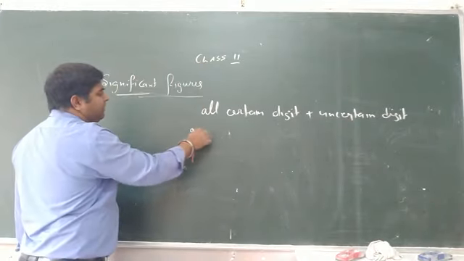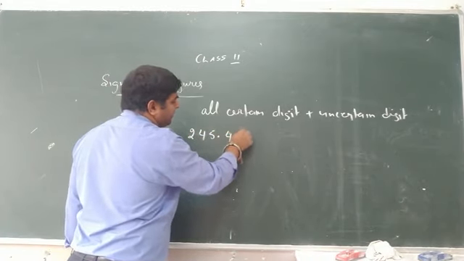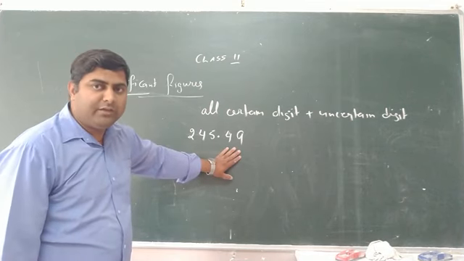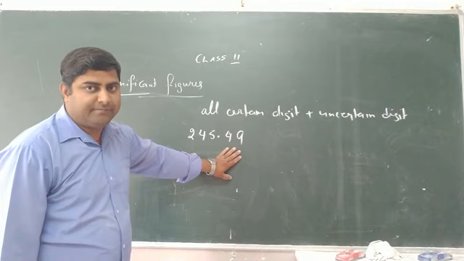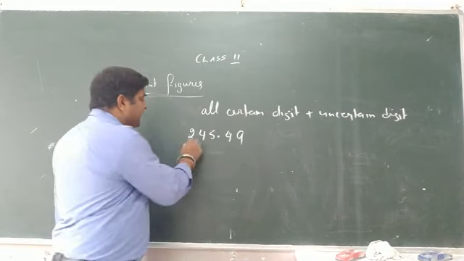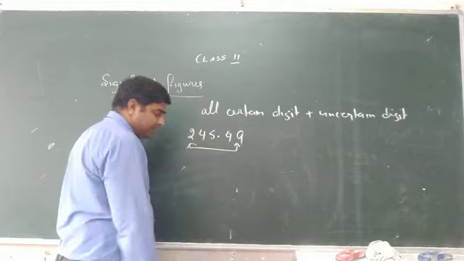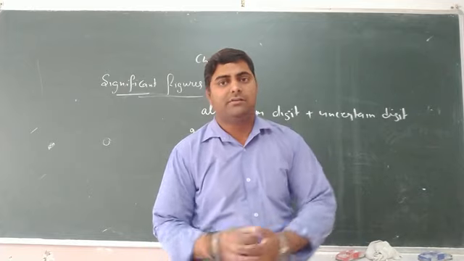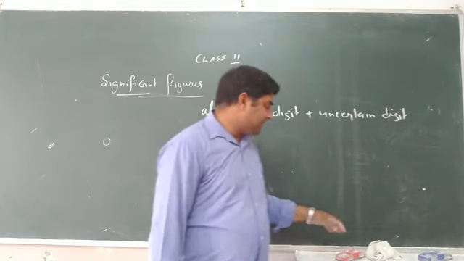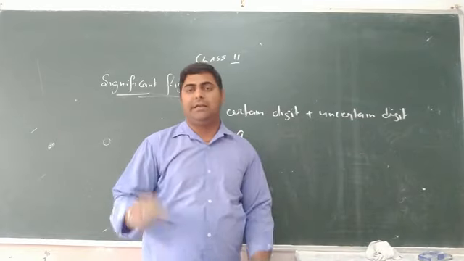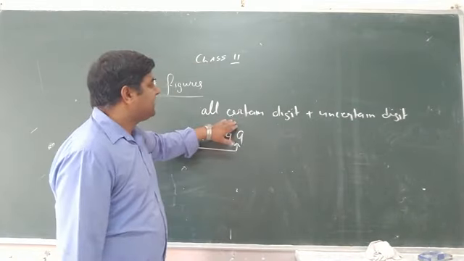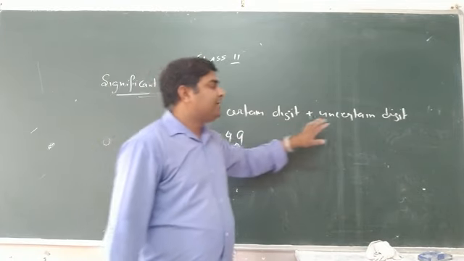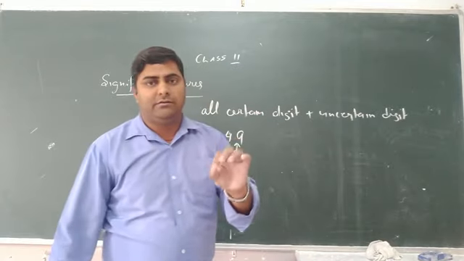We have 245.49. Here, these all are significant figures. We know their value with absolute accuracy. So we say these all are significant figures. Now keep in mind the last digit should be uncertain. So significant figures contain all the digits in a number with certain value, or whose value is known with absolute accuracy, plus the last digit uncertain.